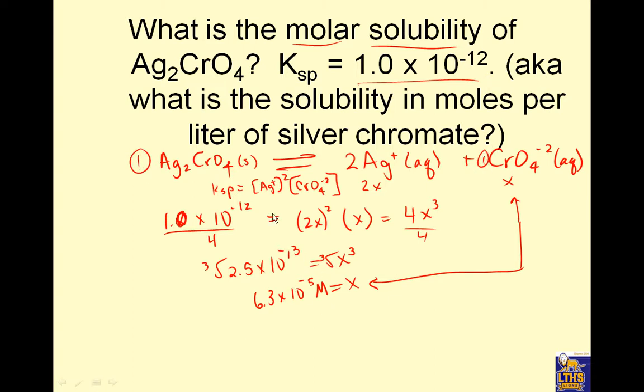So this also describes the solubility of silver chromate. The solubility of silver chromate is 6.3 times 10 to the negative fifth moles per liter. Okay, so that's how much can dissolve to make a saturated solution, because that's what solubility means. The maximum amount that dissolves to make a saturated solution.